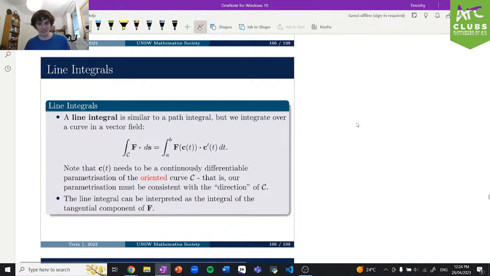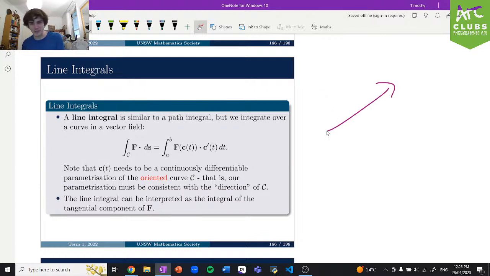And finally, the line integral can be thought of as the integral of the tangential component of F. This is something that's really only going to become important if there's a question that gives you some kind of physical thing, we'll do an example in a second. But essentially what that's saying is we're integrating over whatever component of the force is tangential to our path.